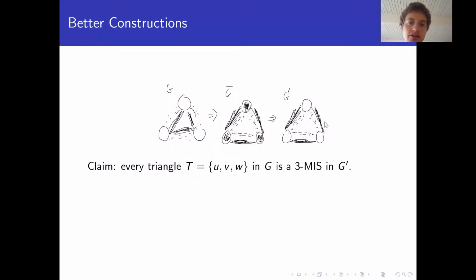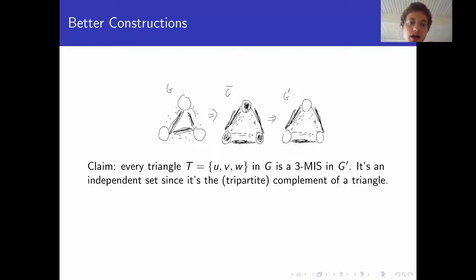All right, so again, this picture. And the claim is if we have a triangle in our original Ruzsa-Szemerédi graph, then that is a 3-MIS now in our tripartite complement. So first of all, it's an independent set because the only way to have triangles here, because we're three-parted, is you have a vertex here, here, and here, and you have edges across all three parts. But now all these edges get flipped off when we take the tripartite complement.